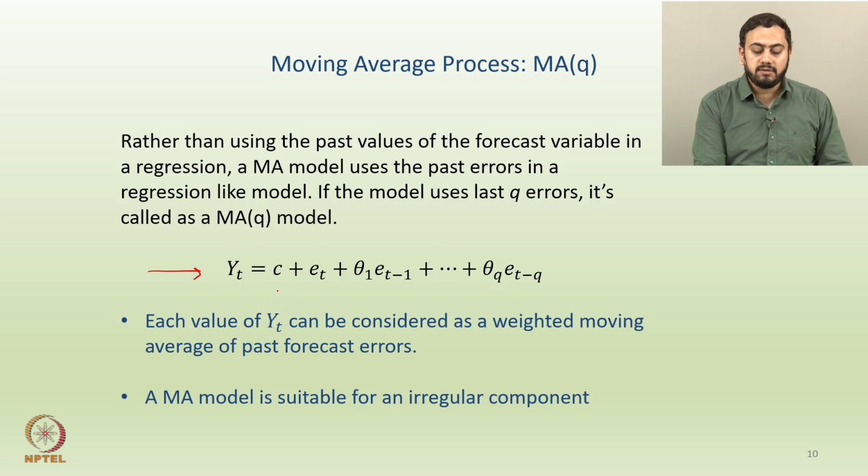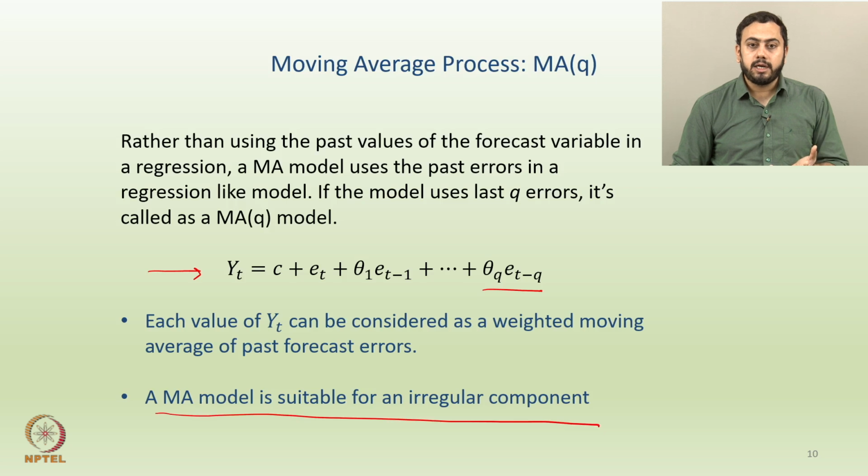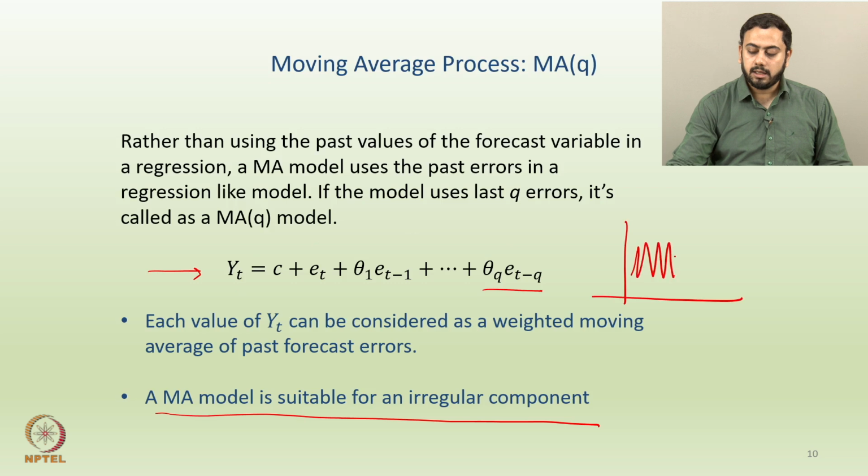But here we have the past values of the random error component. And again a similar kind of structure: if you stop at Q, then we say that the order is Q. So, this structure is a moving average with order Q, the MAQ model. A couple of points here: each value of YT can be considered as a weighted moving average of past forecast errors. So, if you want to put forward a model for the irregular component, then a moving average model is suitable, because moving average is nothing but a combination of some random errors. If you try to graph this, the graph would look like a completely random kind of structure.